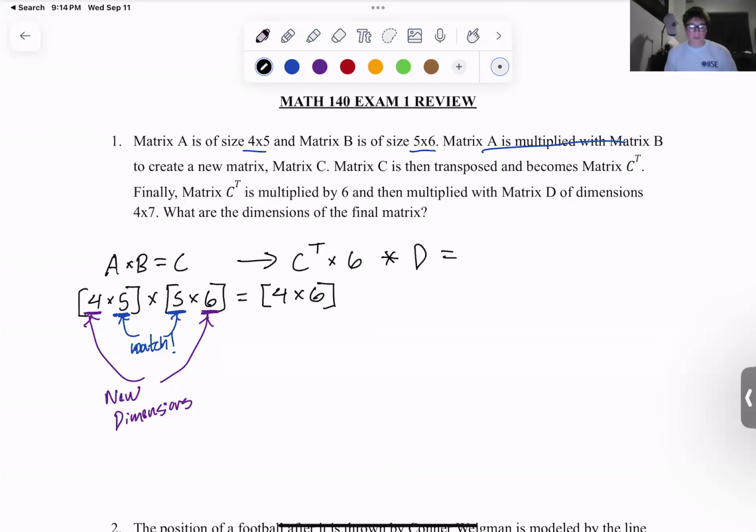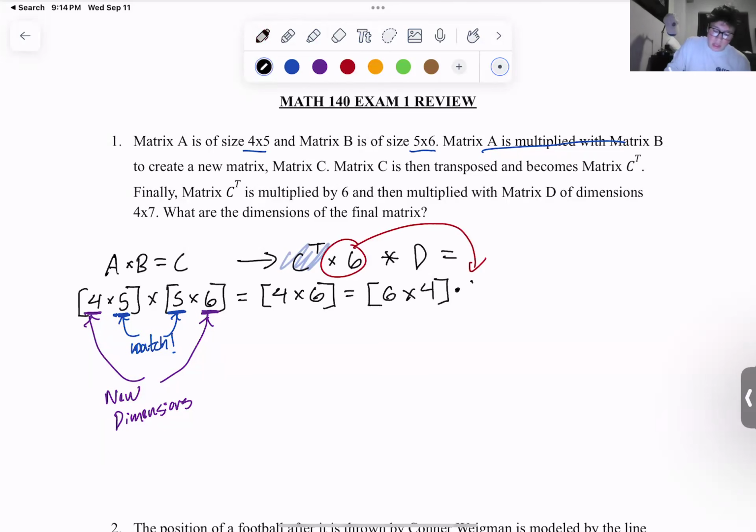All right, so now we have 4 by 6. And then remember, we're transposing it, right? So what does that mean? We flip the rows and the columns. So it's just going to be a 6 by 4 now. Then after that, we're going to multiply it by 6.